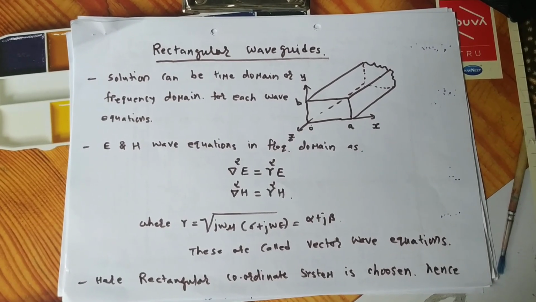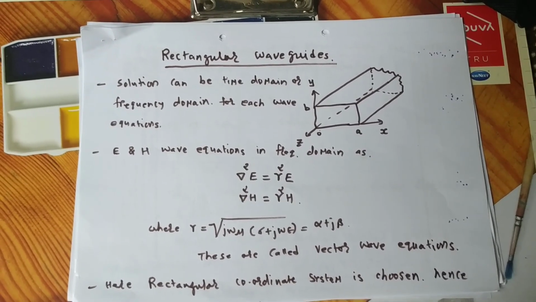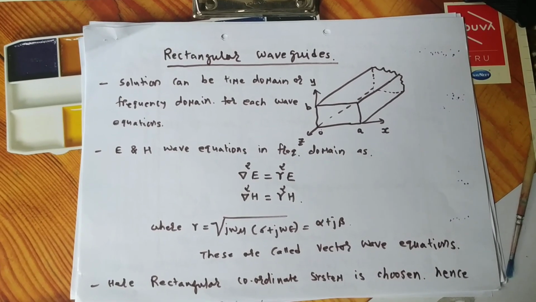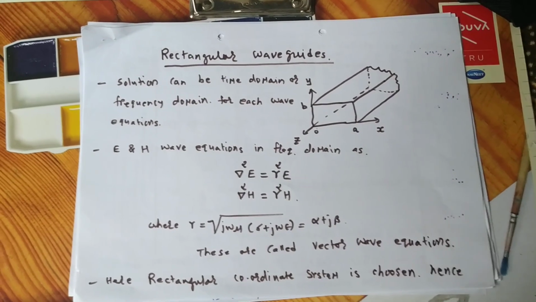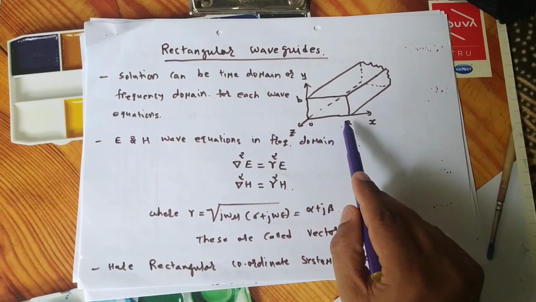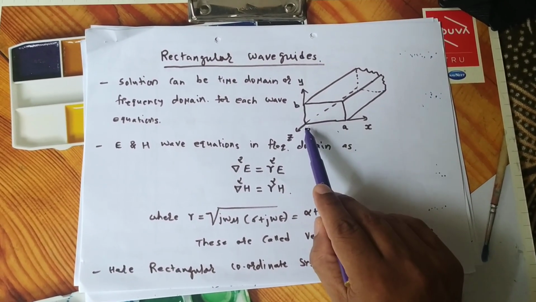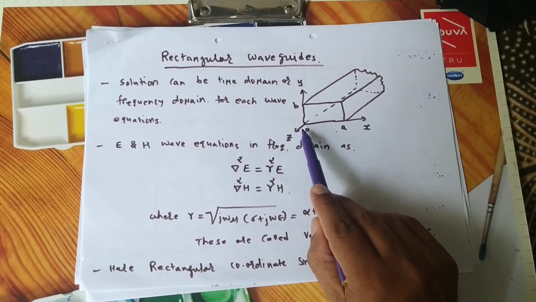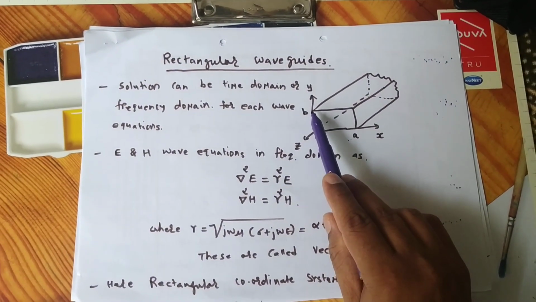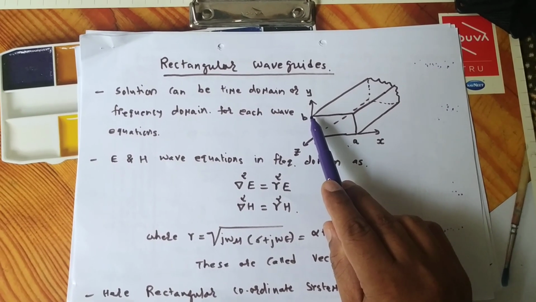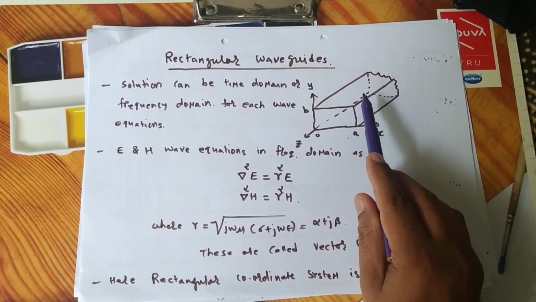Welcome back, students. Today we will see the solution of a rectangular waveguide in a rectangular coordinate system. As you can see from the figure, the rectangular waveguide is drawn in a rectangular coordinate system, where the width of the rectangular waveguide is maximum up to A and the height is maximum B, and the wave propagation is in the minus Z direction.